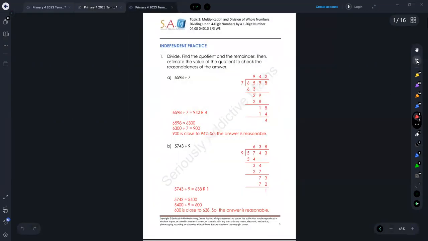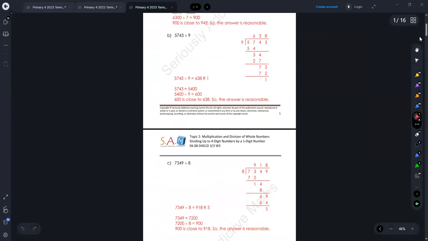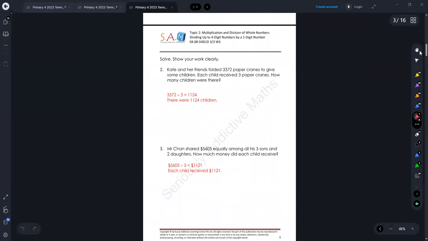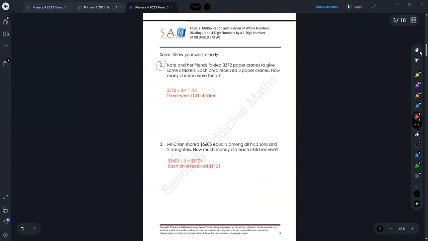Now, the third booklet, what I'd like you all to focus on is the word problem. You may start on page 2, question 2. Kate and her friends folded 3,372 paper cranes. Each child received 3 paper cranes. How many children were there? So it's 3,372 divided by 3, then put a statement.